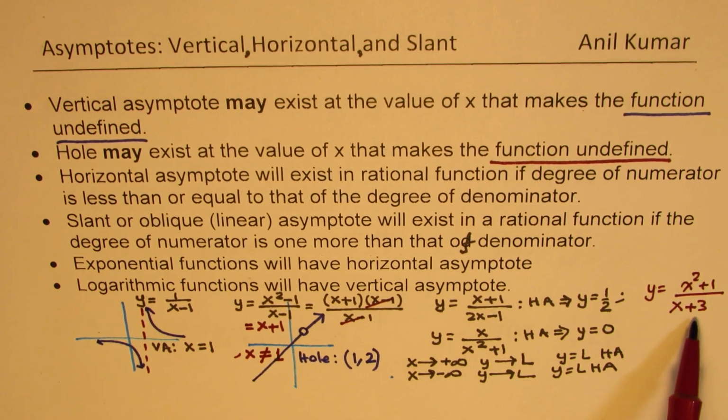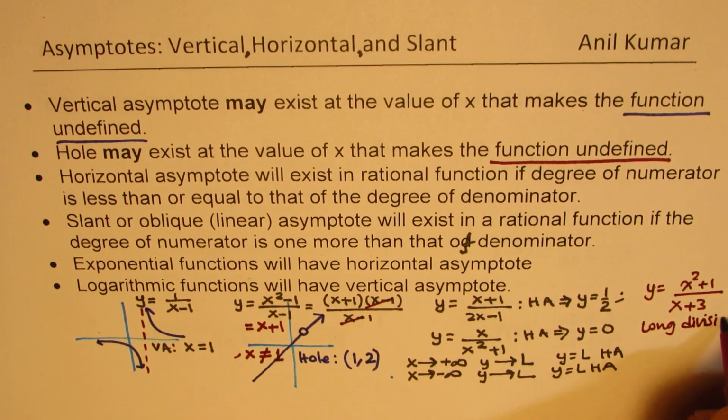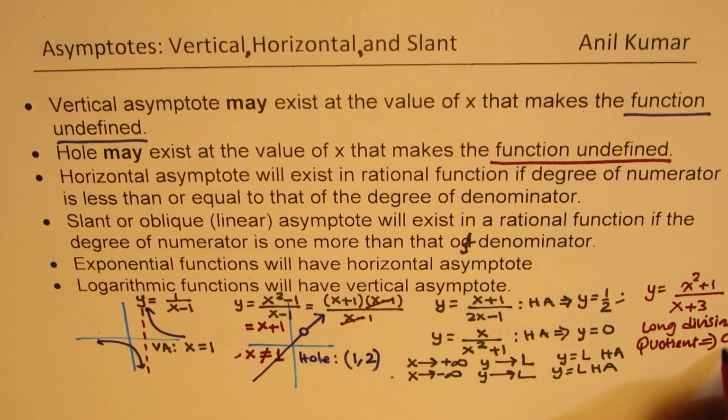We'll soon understand how to figure this out. You have to perform long division. And the quotient is the equation, right? So quotient is the oblique asymptote, right? Okay. Right. So that is how we'll get oblique asymptote in a rational function.